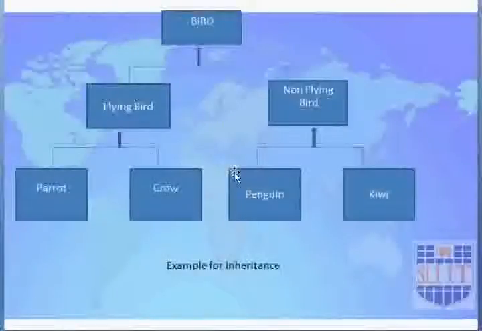This is the UML class diagram. The flying bird is a bird. The non-flying bird is a bird. Parrot is a flying bird. Penguin is a non-flying bird. These relationships are represented in this slide.